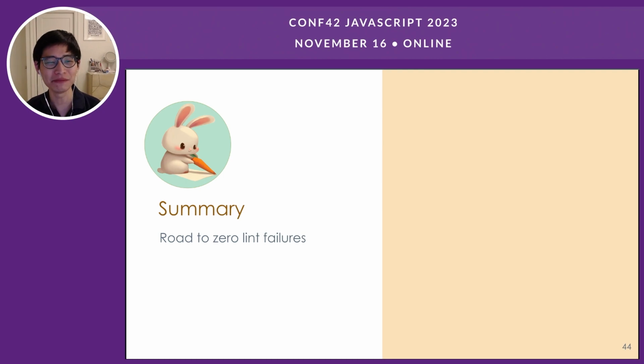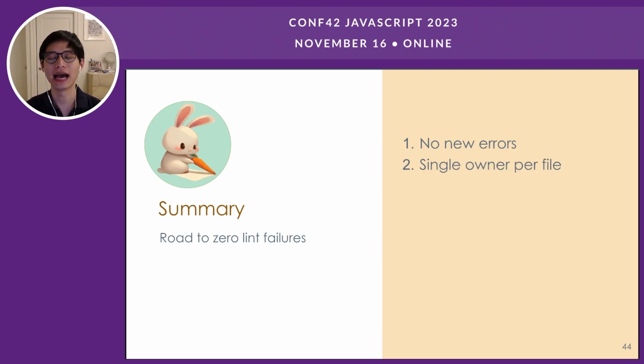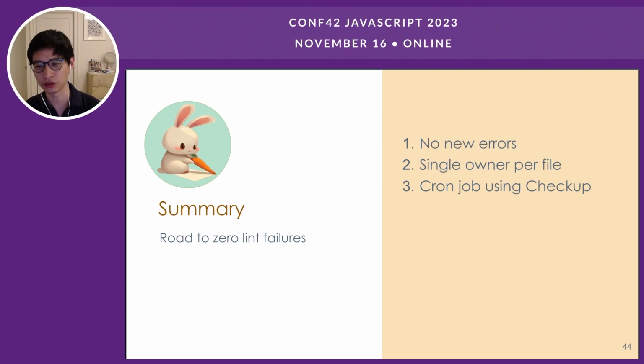So for summary, for the road to 0 lint failures, we had a rule of no new errors when enabling lint rules as error. There should be no new failures. We had a single owner per file, so we knew which team was accountable per file. We used a cron job every night using a tool called checkup to calculate how many lint failures each team had. We also did that for warnings and disables, etc.